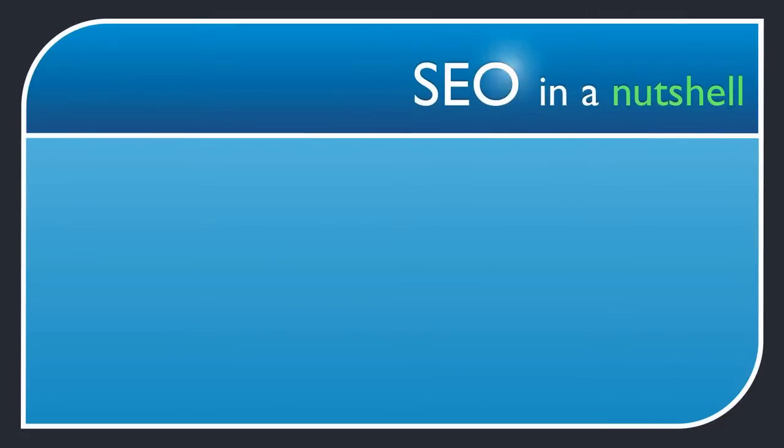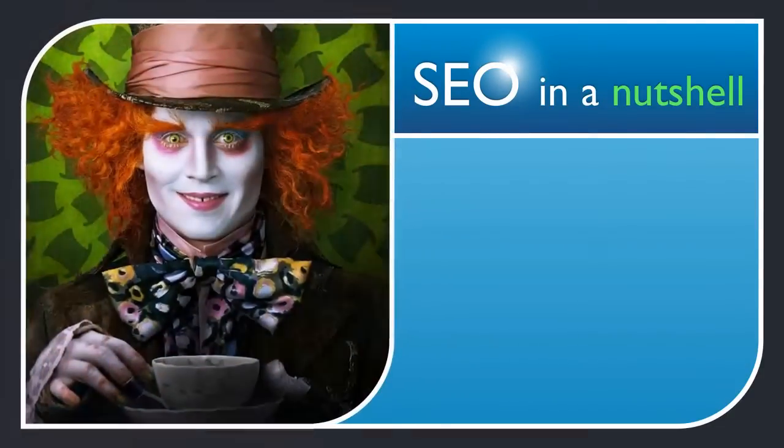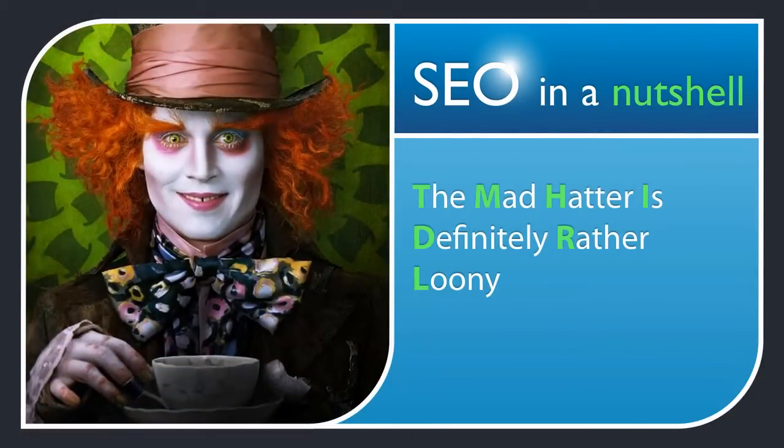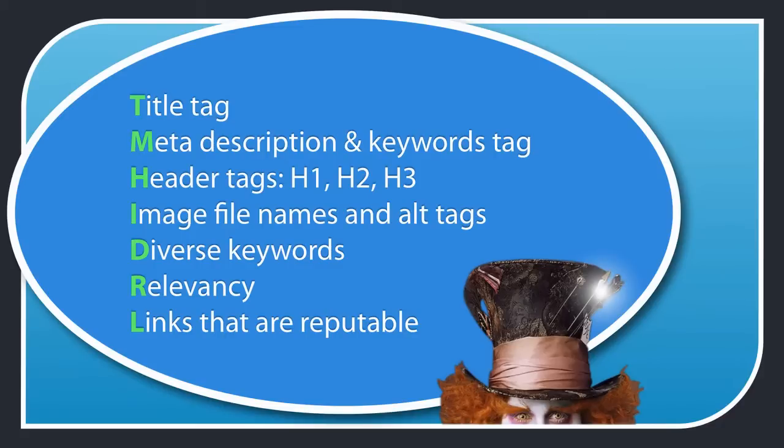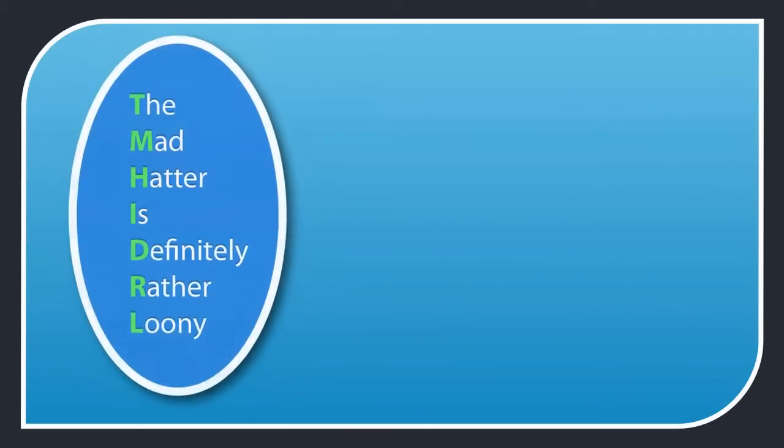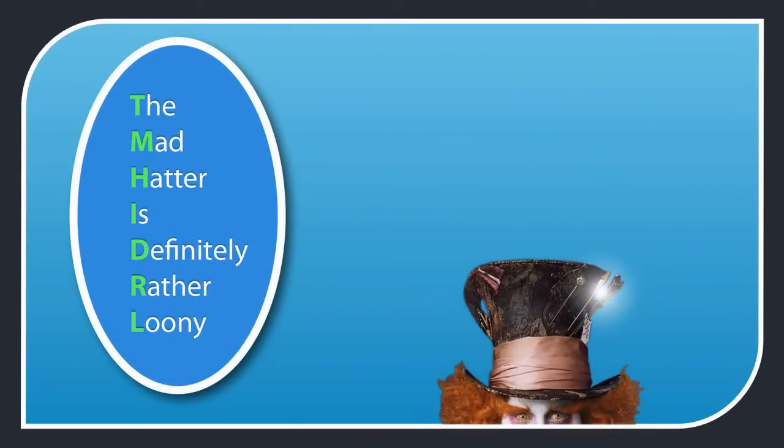So here's a quick recap. Remember the Mad Hatter and his cups of tea? The Mad Hatter is definitely rather loony. This is a quick reminder of how you SEO a web page. T for title tag, M for meta tags, H for header tags, I for images, D for diverse keywords, R for relevancy, and L for reputable links. The Mad Hatter is definitely rather loony.